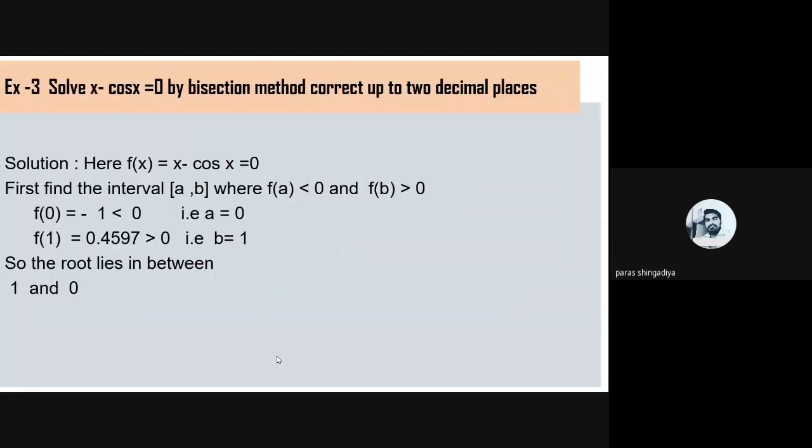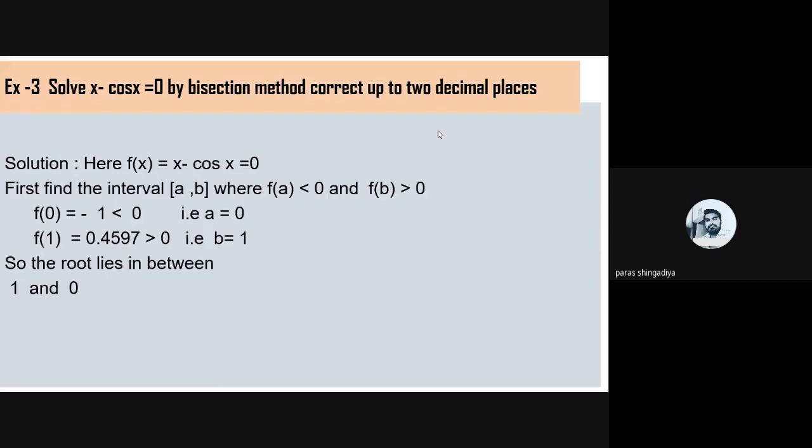And now let us check the third one. The data is here. Solve x minus cos x equal to 0 by using the bisection method, correct up to 2 decimal places. Now there is one important phrase: correct up to 2 decimal places.